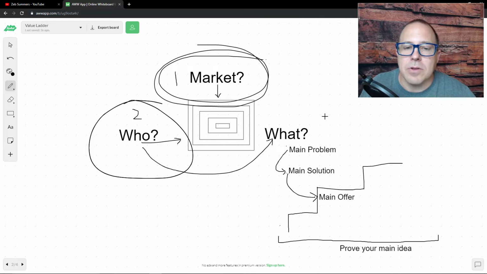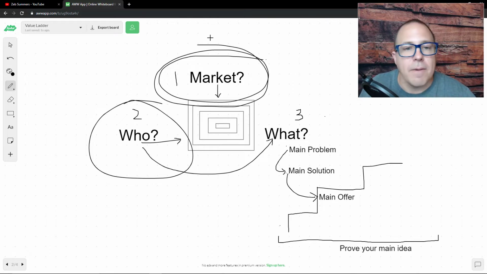All right, so then you go to your market. Who are the people in your market, and what are they looking for? What are their problems? All right, so you're trying to find what pain points people have so you can give them a solution. All right, so this is the third part of the puzzle.